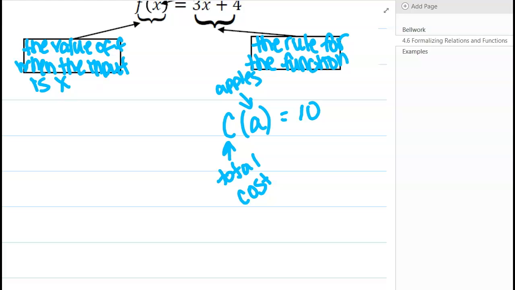Okay, questions on this? Yes. What does it say after "the value of f when the input is x"?